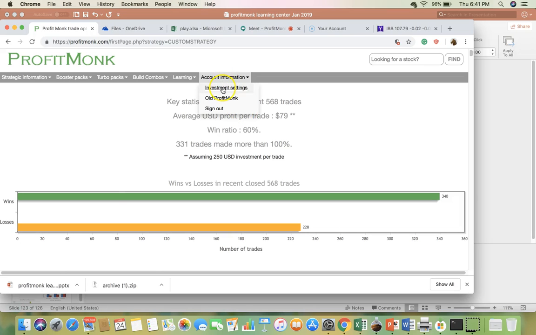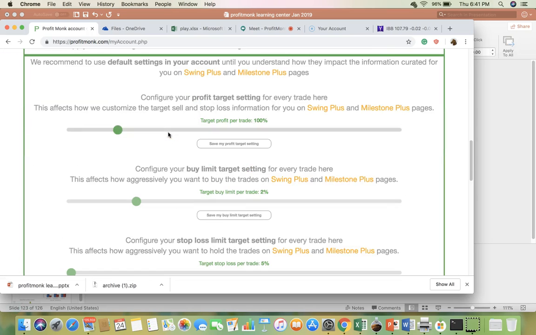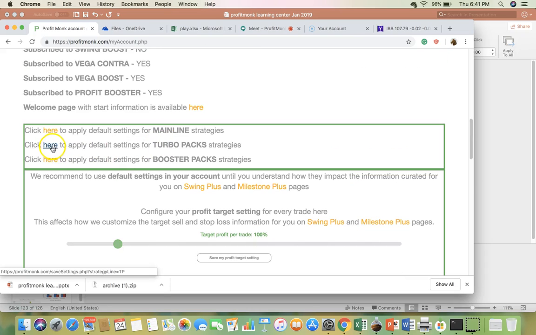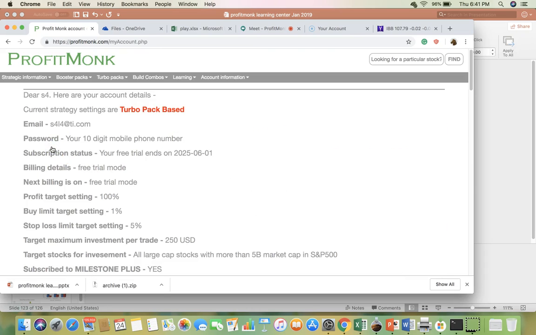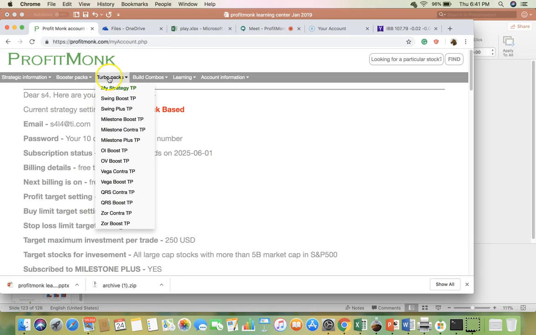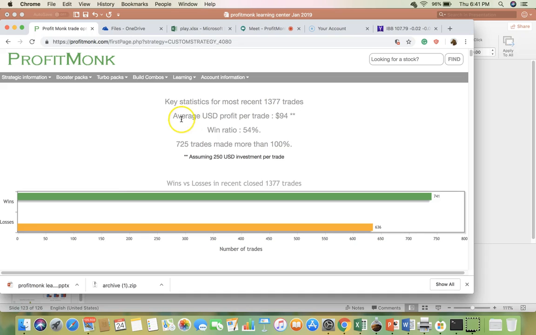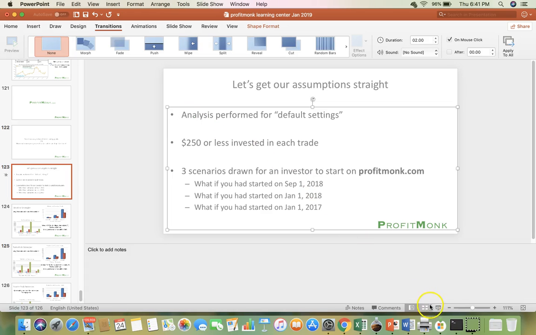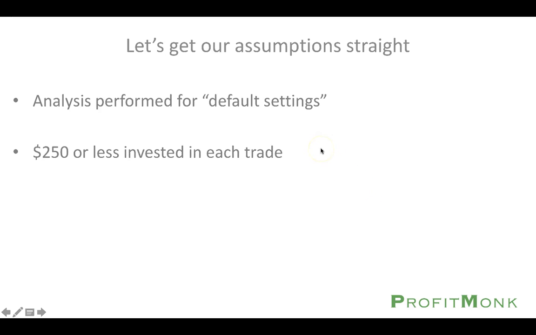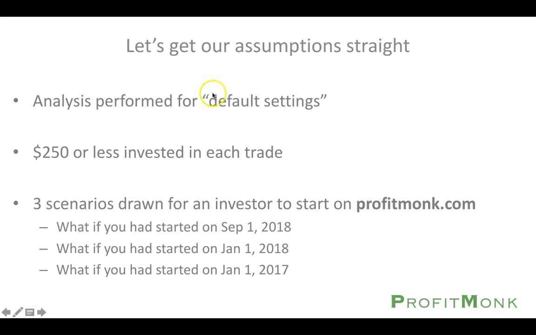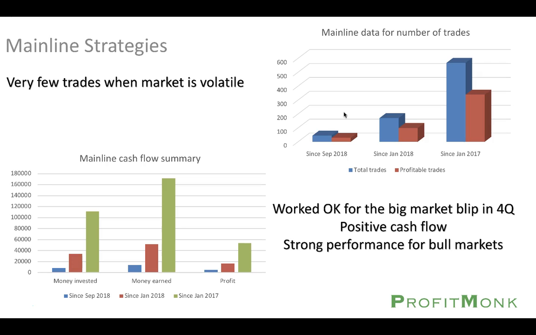Now if I go back to the investment settings page and click it for the turbo pack default, then these are the turbo pack strategies, and your My Strategy page will be populated with ideas that are based on those strategies. So quite simple, in fact. This is what we are talking about when we talk about just the default settings. That's the meaning of it.